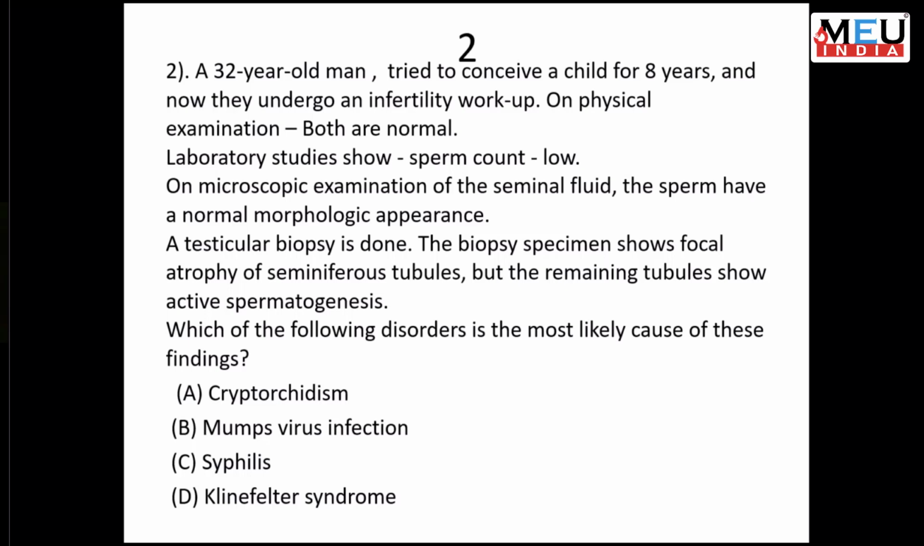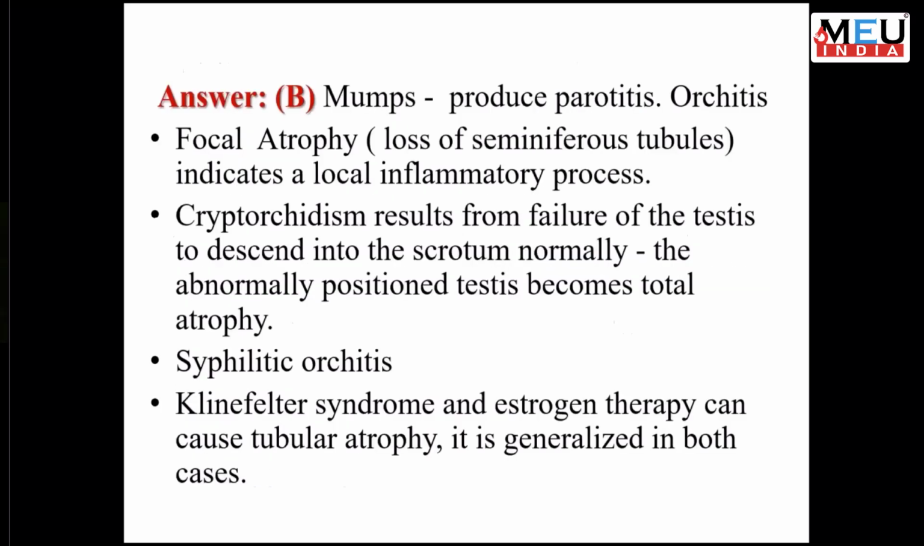So here they should know some infections also affect the testis and produce lesions. So mumps, initially the patient had parotid inflammation followed by the clinical presentation. Now he presented with orchitis. So like that, they should bring in the clinical correlation. Focal atrophy, loss of seminiferous tubules, indicates a local inflammatory process going on.